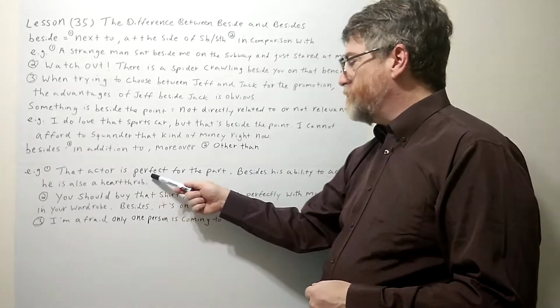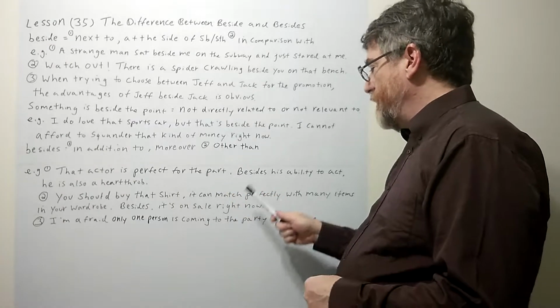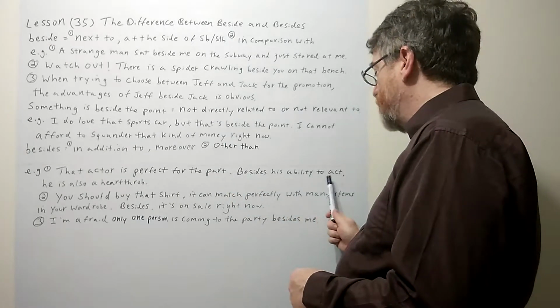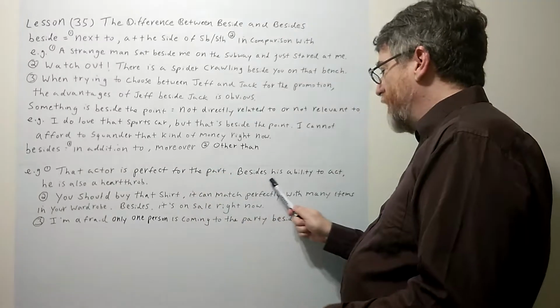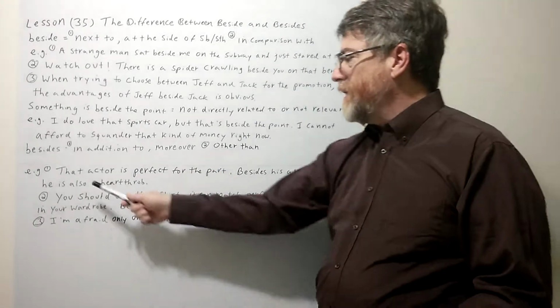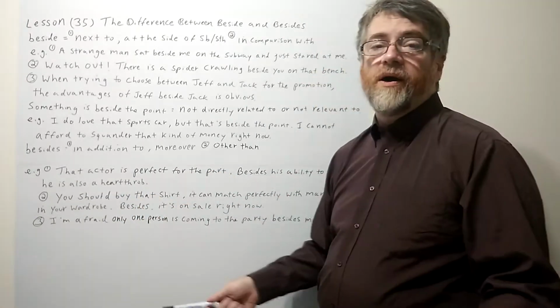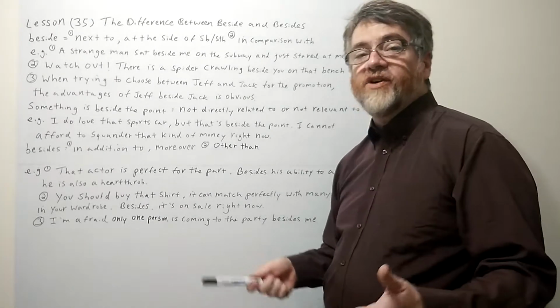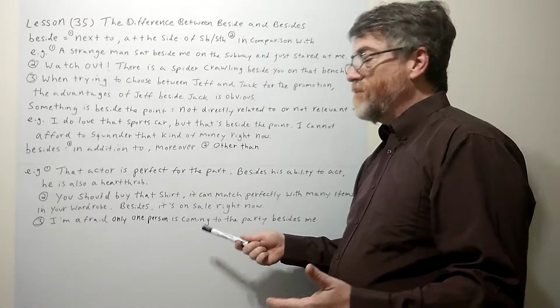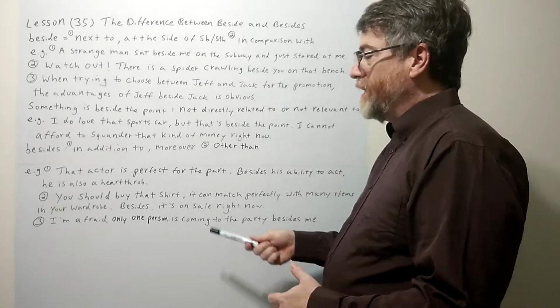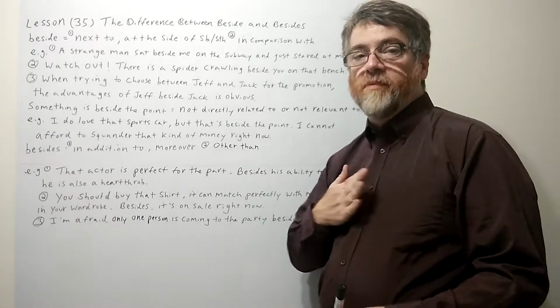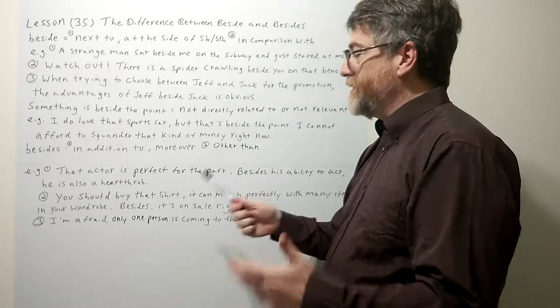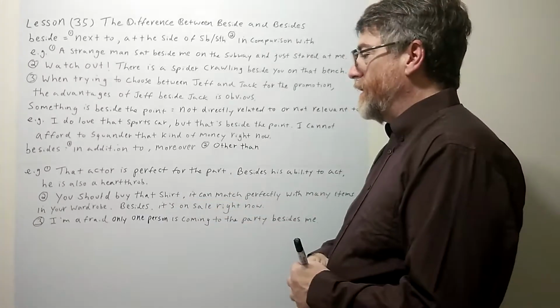That actor is perfect for the part besides his ability to act. So it really means in addition to, or moreover. Besides his ability to act, he is also a heartthrob. Maybe very handsome, very sexy. Maybe a lot of women will like him. Remember, heartthrob, especially a male actor, if he can make women's hearts go boom, boom, boom, that's what we say is a heartthrob.